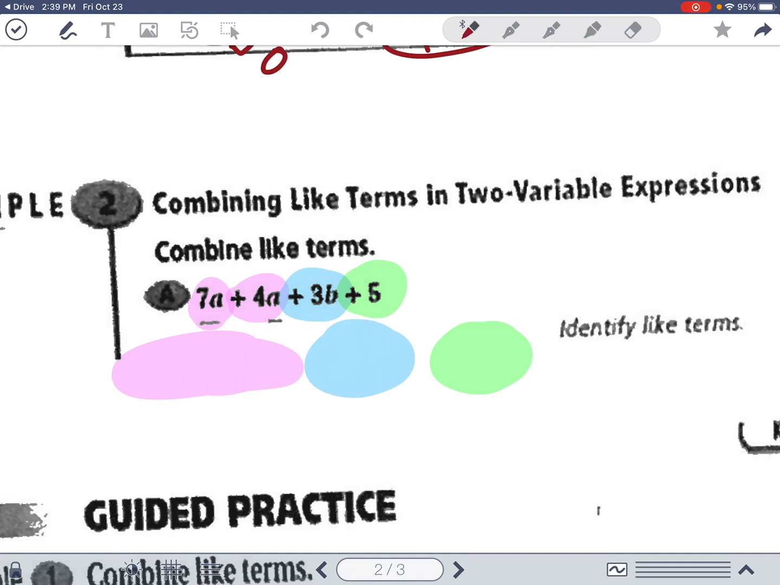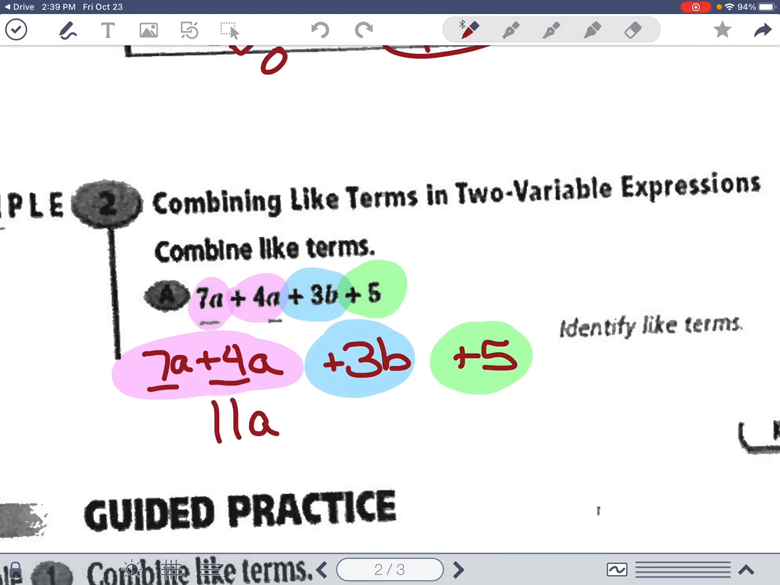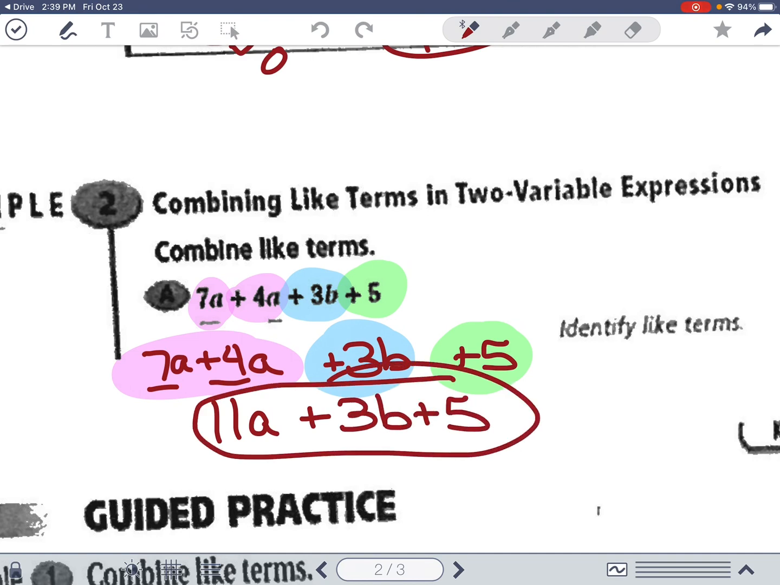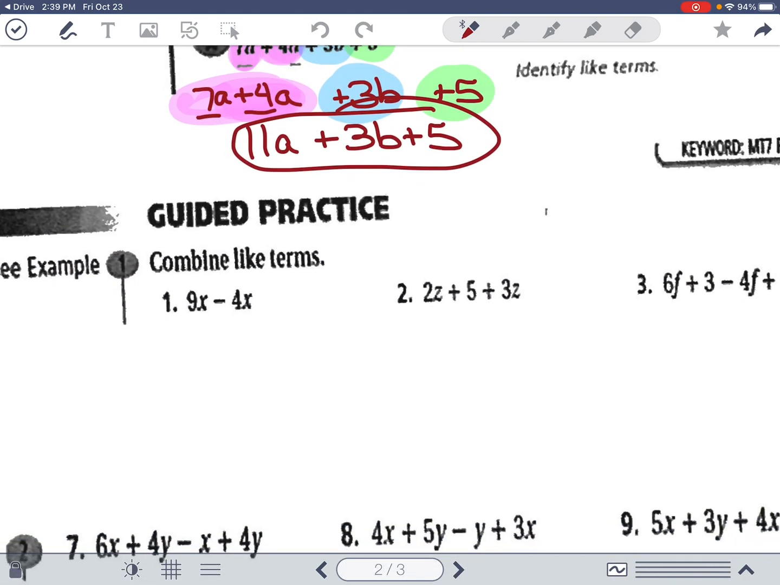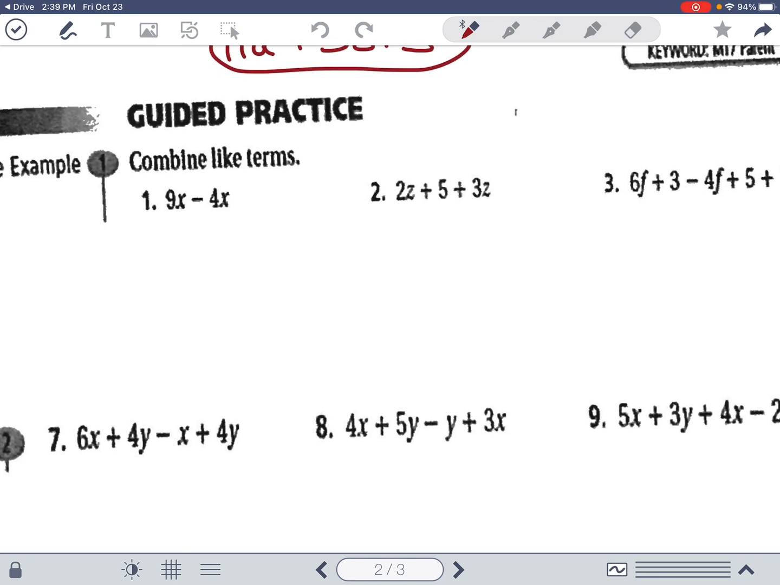So in my pink bubble, I'm going to have 7A plus 4A. In the blue bubble is positive 3B or plus 3B. And in the green is a positive 5. So the only one that can really be simplified is the pink. 11A, because I add the 7 plus 4, plus 3B plus 5. That is the final answer for that one. All right, let's do some guided practice. Combine like terms. 9x, take away 4x.